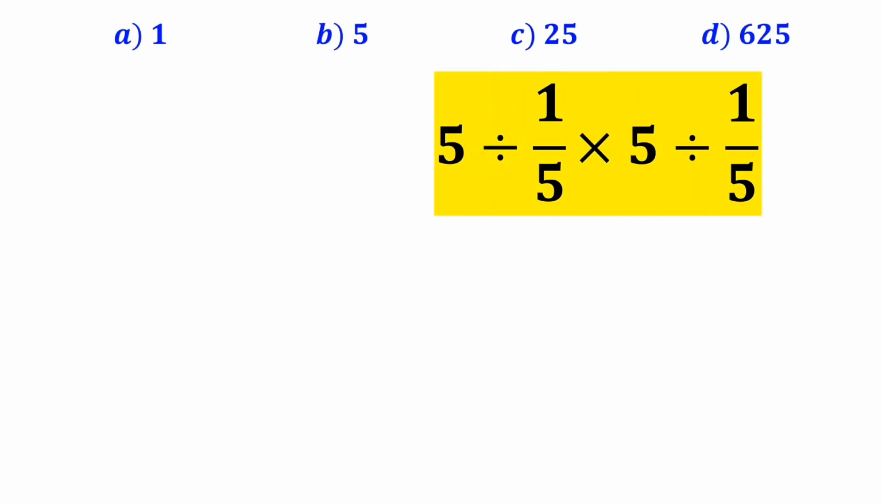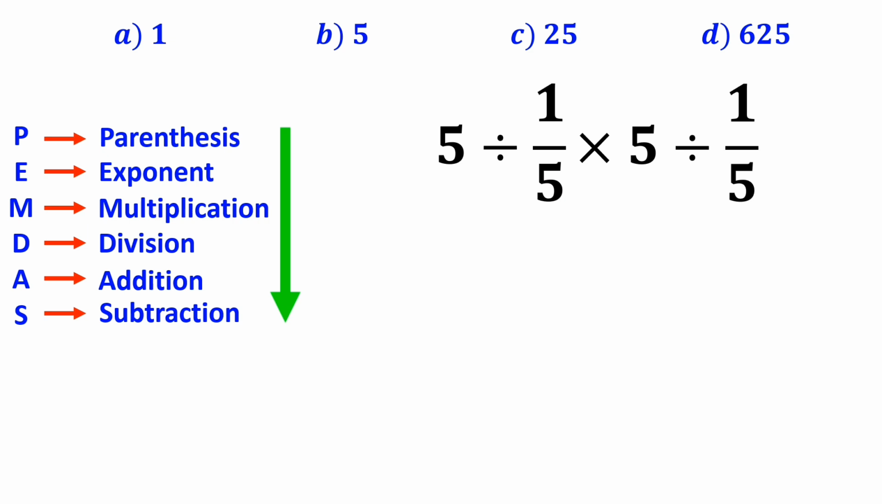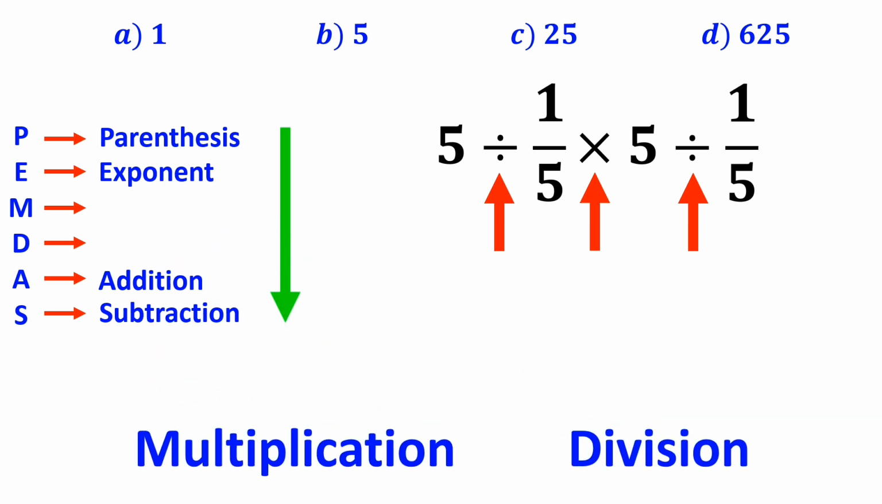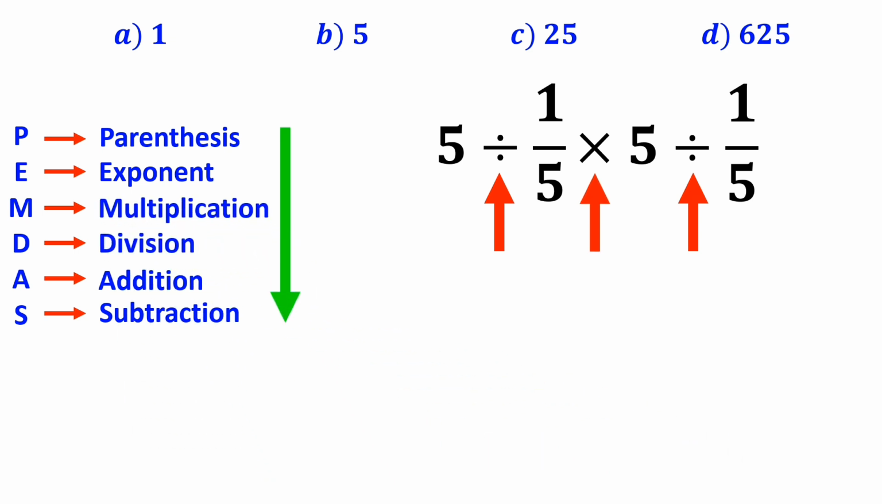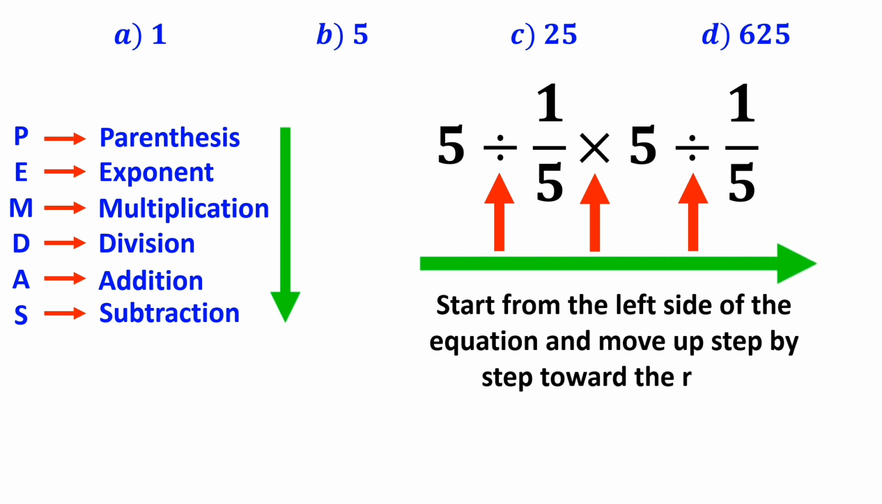To solve this expression, we need to use the PEMDAS rule. We must follow the order of operations exactly as it's written, from top to bottom, step by step. As you can see in the image, we have 2 divisions and 1 multiplication in this expression. And it's very important to keep in mind that in the PEMDAS rule, multiplication and division have the exact same level of priority. In this case, all we need to do is start from the left side of the equation and move up step by step toward the right.